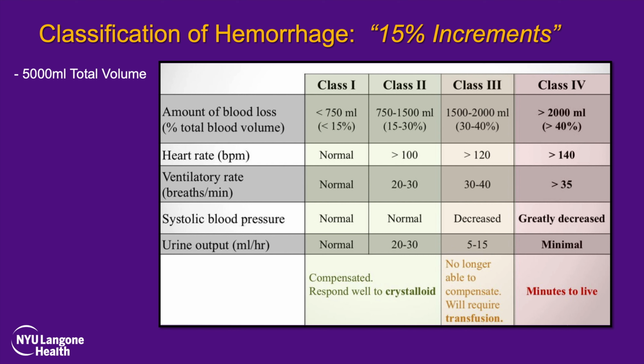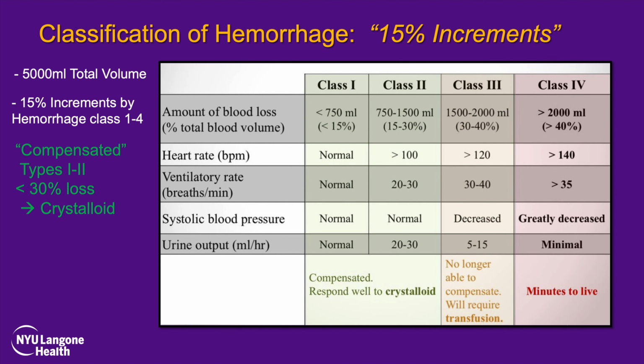Your total blood volume, again, is 5,000 mLs. You need to know that, and you need to know that these 15% increments are what classify hemorrhage in class 1, 2, 3, or 4. So if you look at these numbers, you can break it down into two groups.